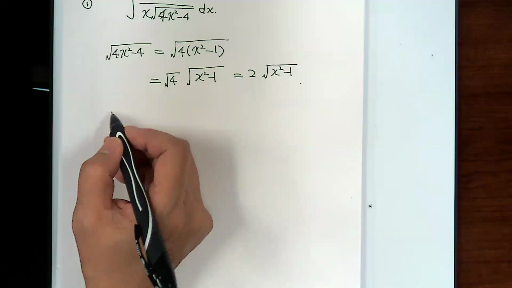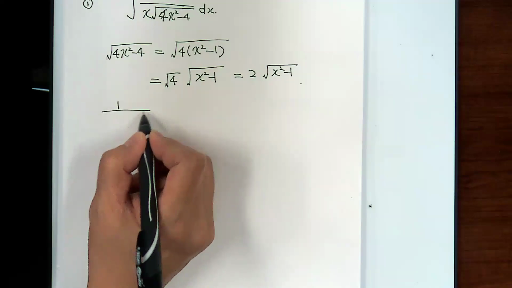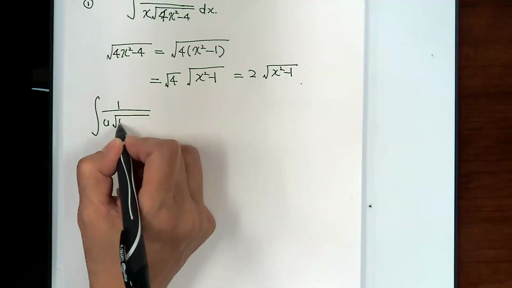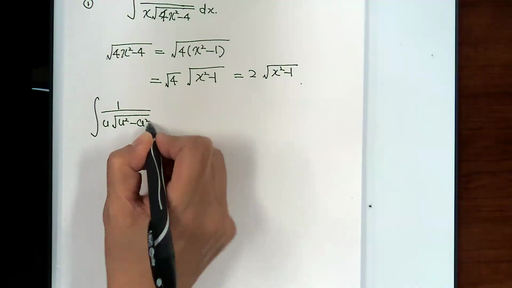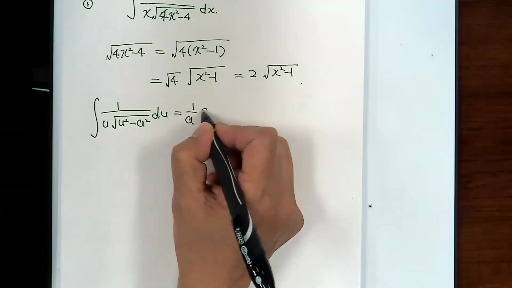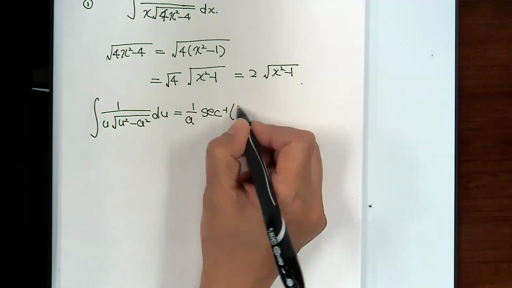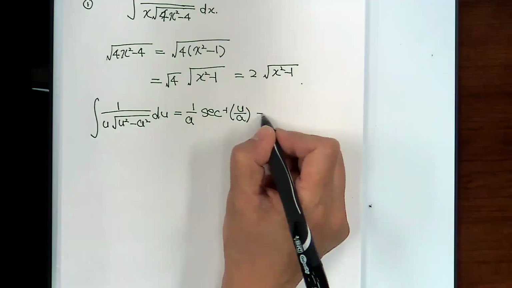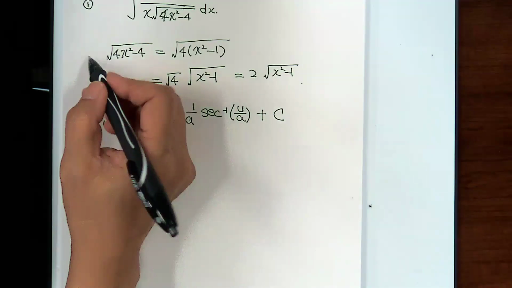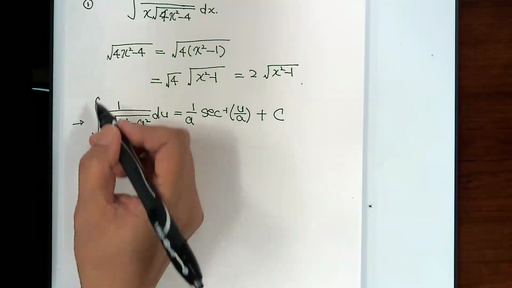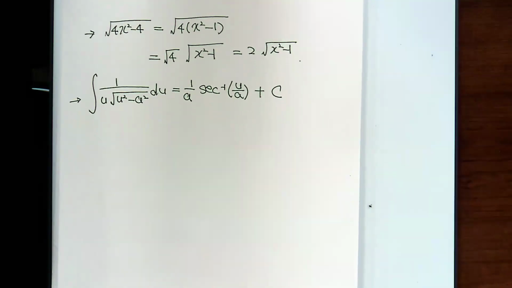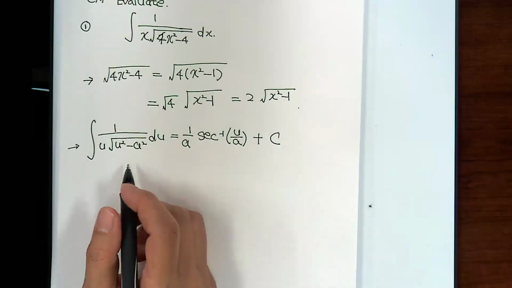So let me write it down again. The integral of 1 over u times square root of u squared minus a squared du equals 1 over a secant inverse of u over a plus c. This is the formula, and this is something we will use to manipulate.